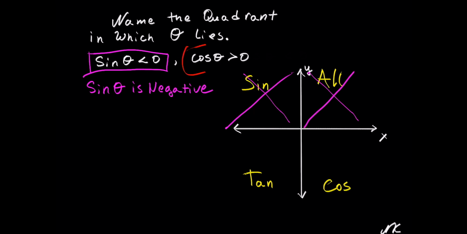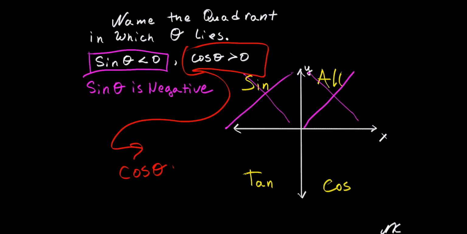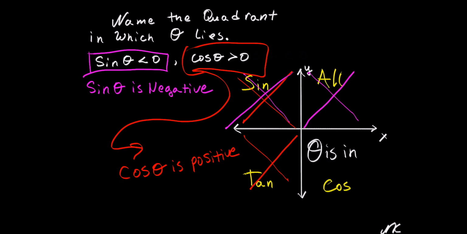We are also given that cosine is more than 0, which means cosine of theta is positive. This means that the angle theta cannot be in the second quadrant because only sine and its reciprocal is positive there. And it cannot be in the third quadrant because only tangent and its reciprocal are positive in the third quadrant. This leaves us with the fourth quadrant. Theta is in the fourth quadrant.